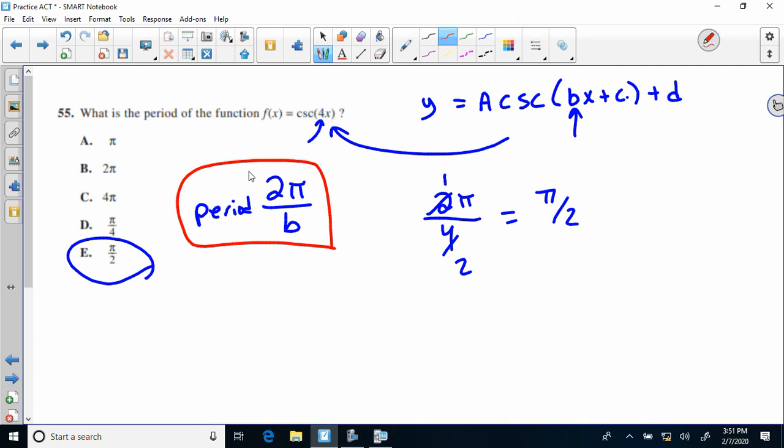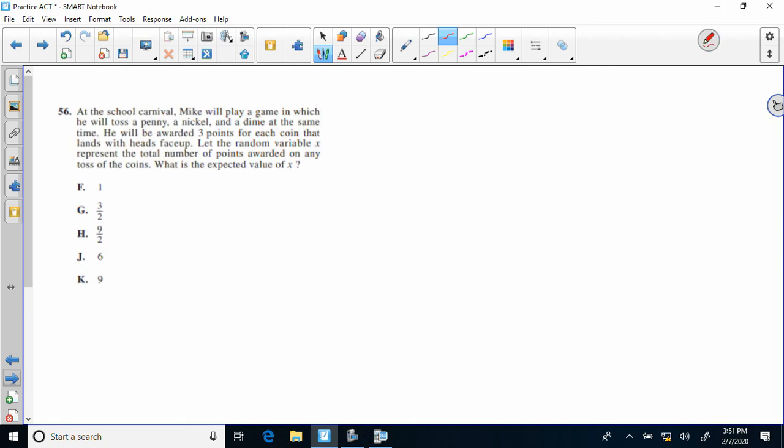Number 56. It says, at the school carnival, Mike will play a game in which he will toss a penny, a nickel, and a dime at the same time. He'll be awarded 3 points for each coin that lands with heads face up. Let the random variable x represent the total number of points awarded on any toss of the coin. What is the expected value of x?